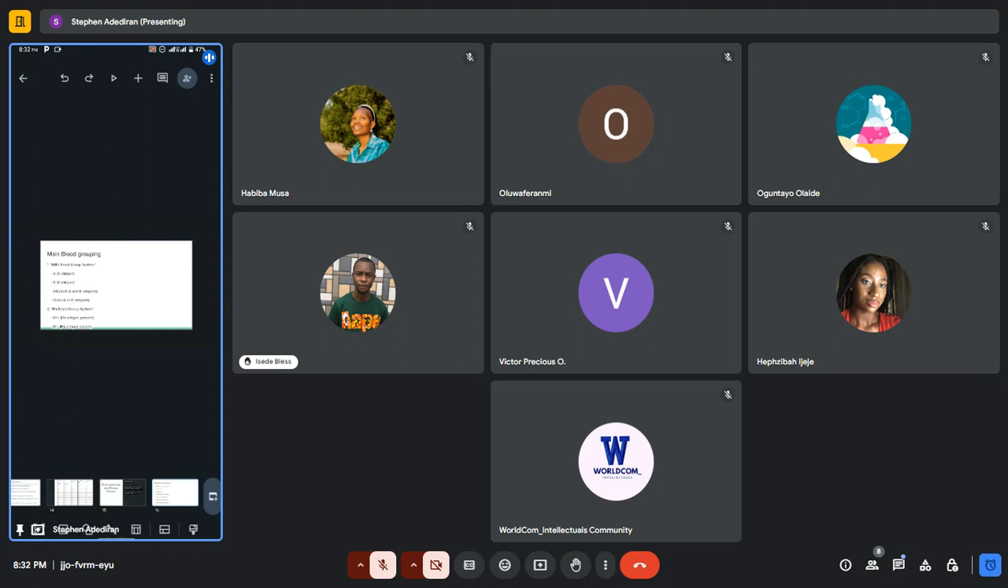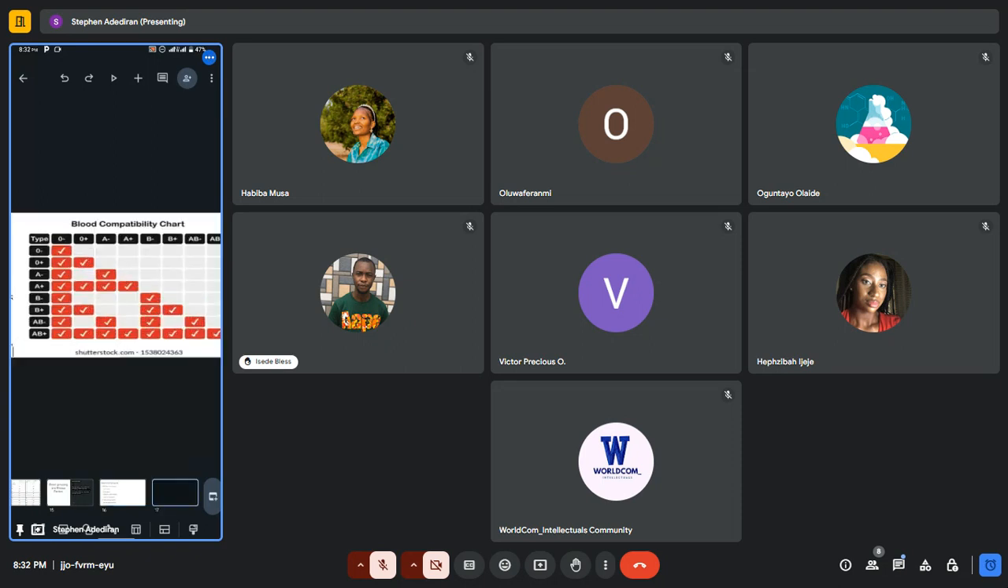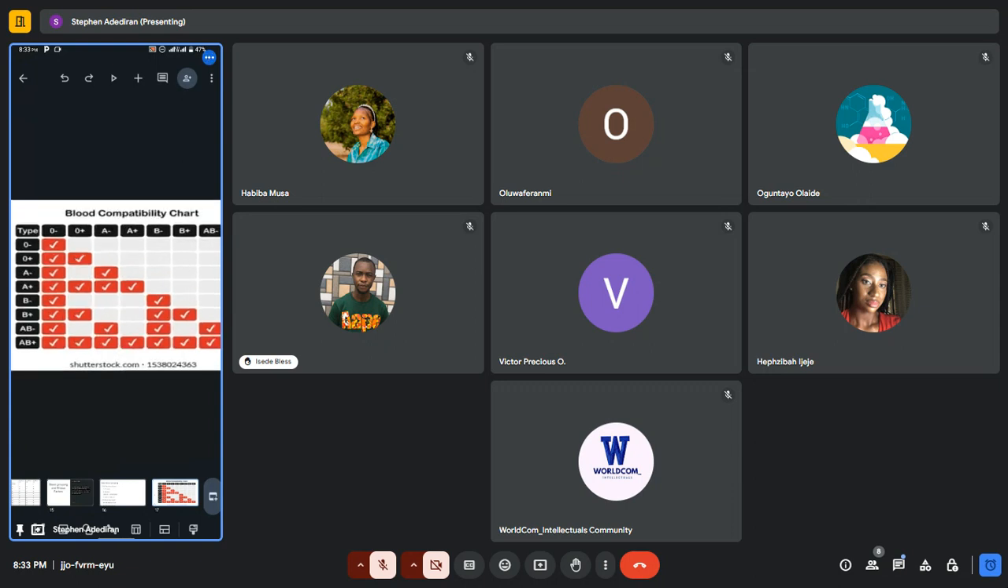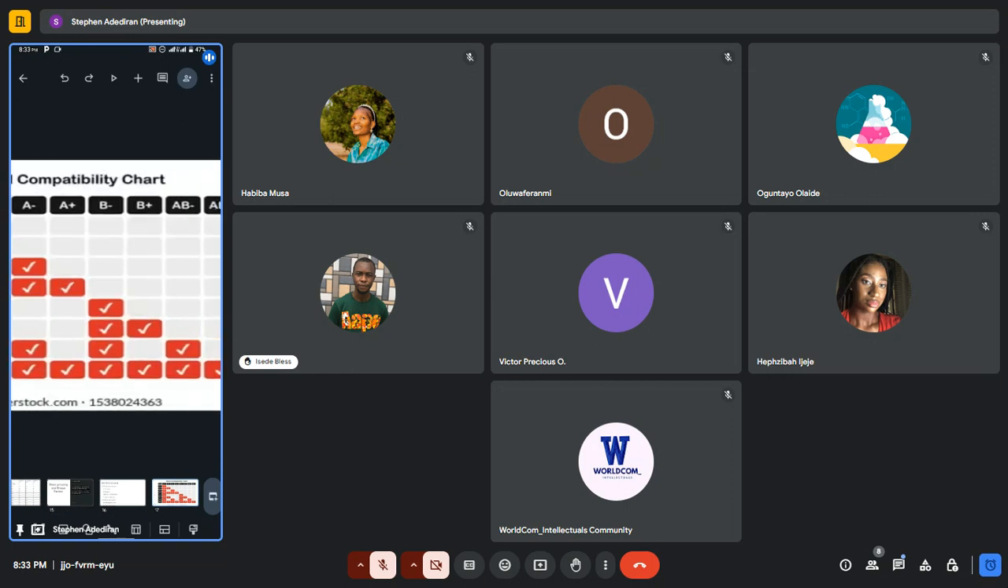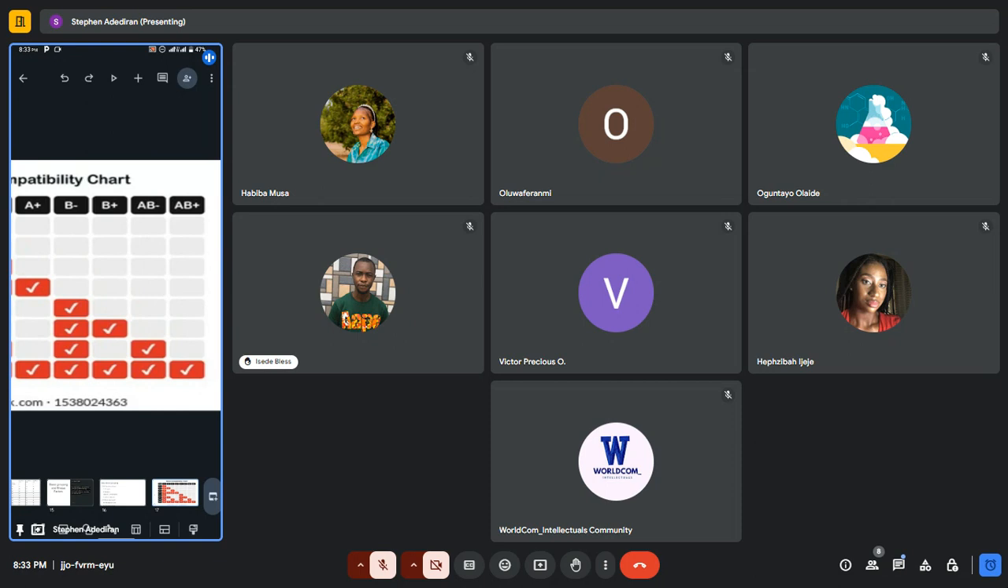So now we're moving to the next one. So now this chart is very simple. The first row on top is showing the blood groups we have: O positive, O negative, A negative, A positive, AB negative, AB positive, B negative, B positive, etc, etc.